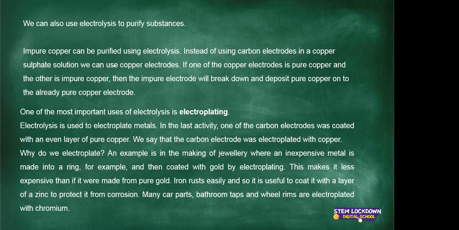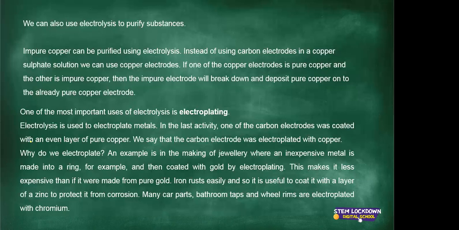Okay, so one of the most important uses of electrolysis is electroplating. Okay, so we have electroplating. Electrolysis is used to electroplate metals. In the last activity, one of the carbon electrodes was coated with an even layer of pure copper. We say that the carbon electrode was electroplated with copper.